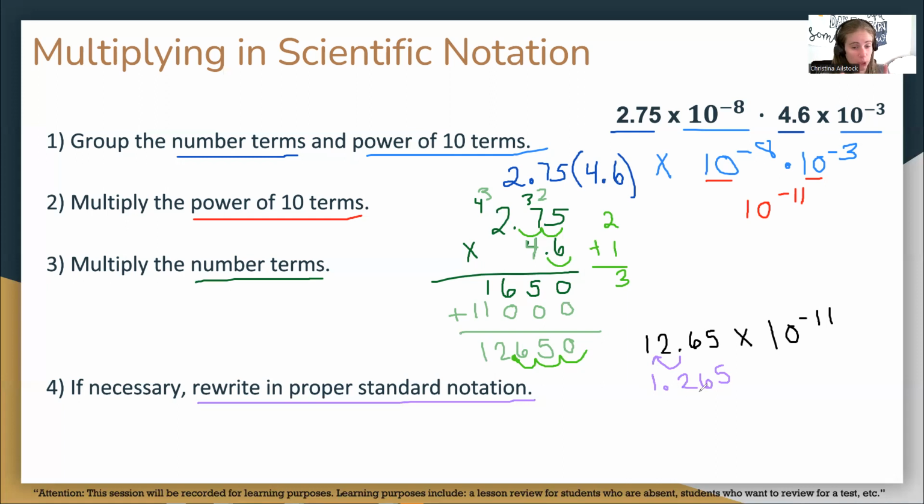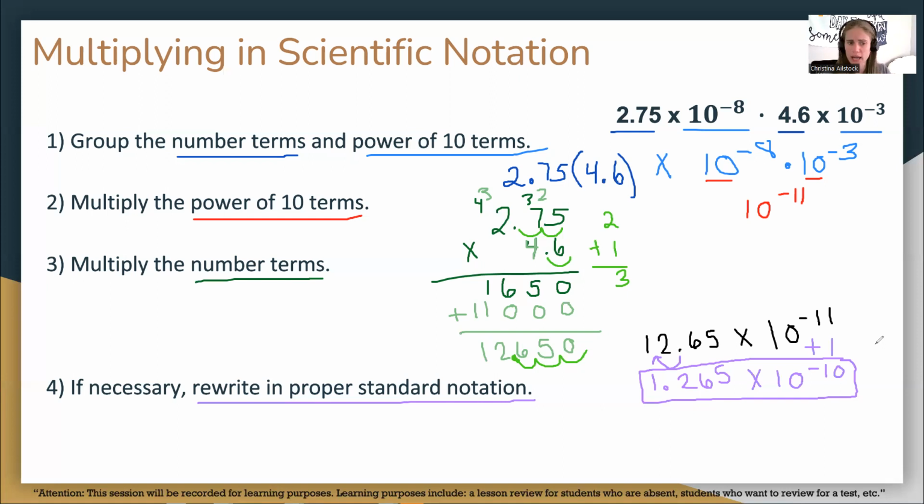But make sure you remember that because you moved the decimal point, our exponent needs to change. You remember in scientific notation, those exponents have a special meaning. They tell us how many times that decimal point was moved. So if we moved it over 1, we need to add 1 here. And what would be negative 11 plus 1? Negative 10. So our final answer here is 1 and 265 thousandths times 10 to the negative 10.